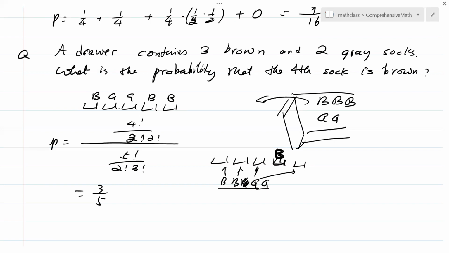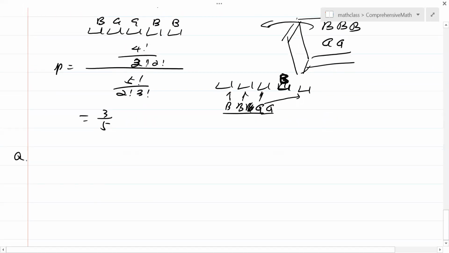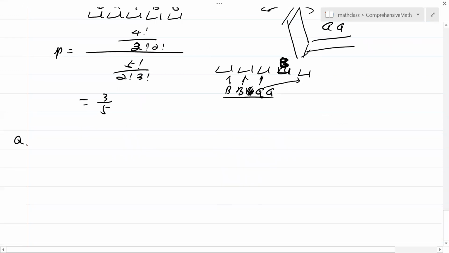Yeah, so let's take a look at the next one. Let's talk about money, okay? Steve has three quarters, three nickels, three pennies. If Steve selects three coins at random and without replacement, what is the probability that the total value is exactly 35 cents?